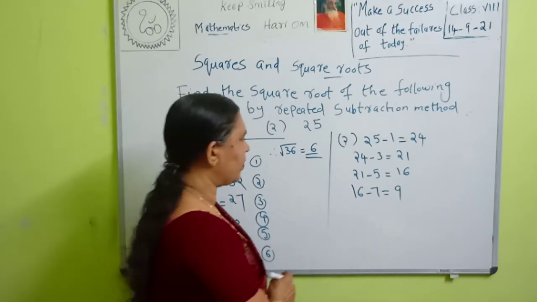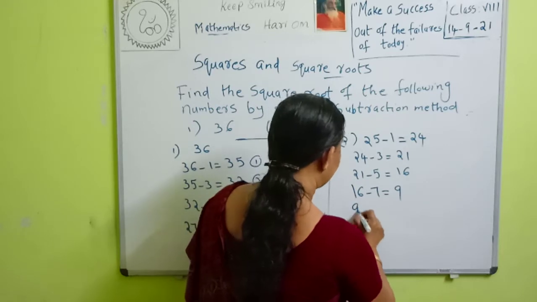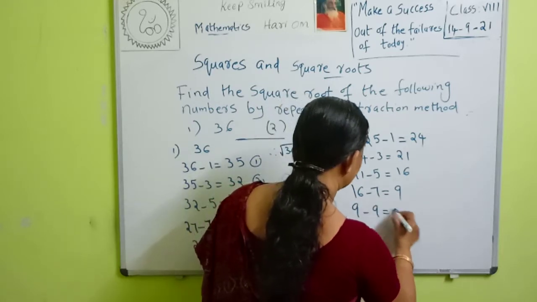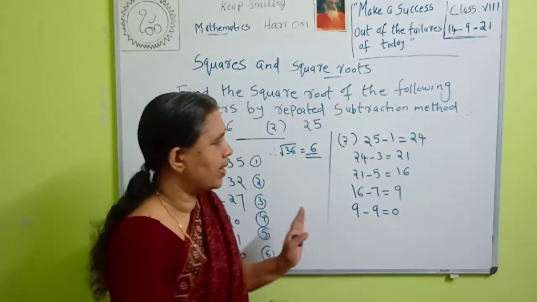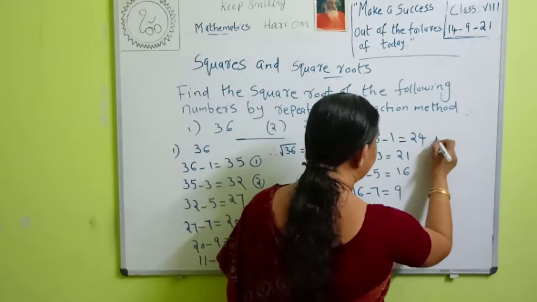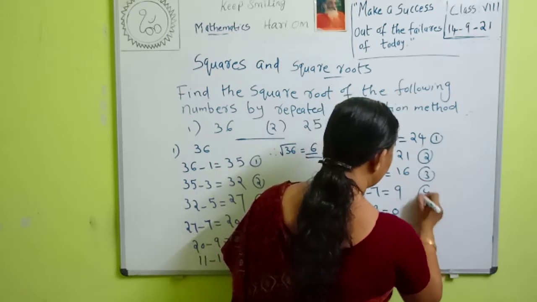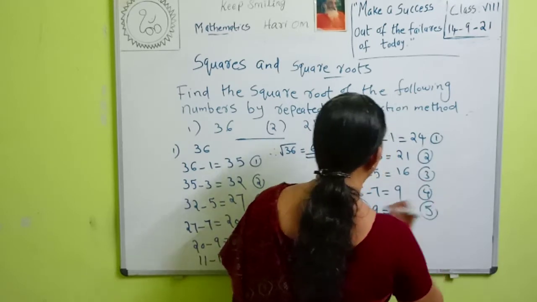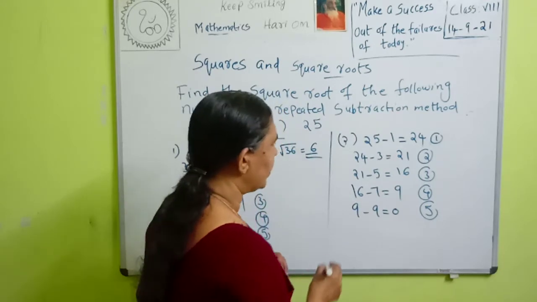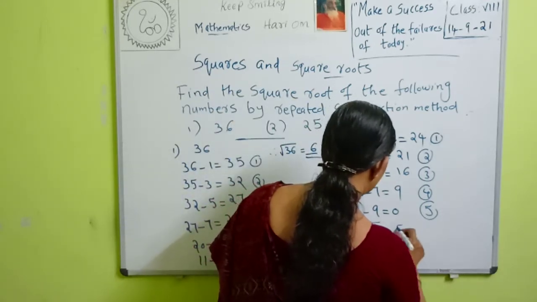Then the next odd number is 9. Then 9 minus 9 is 0. Then we can stop here. Then we look at how many times we subtract. 1, 2, 3, 4, 5. Then what is the square root of 25? Therefore, the square root of 25 is equal to 5.